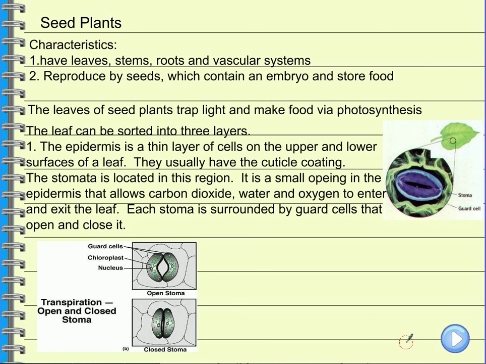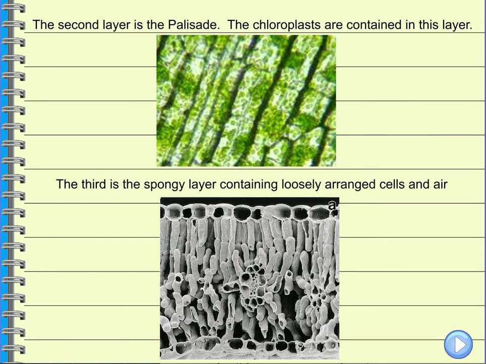Now, each stoma is surrounded by guard cells that open and close it. We also learned about that in section 1. Now, the second layer is the palisade layer. Now, this is the chloroplast area. The third is this spongy layer, containing loosely arranged cells and a lot of air. So we have the epidermis with the guard cells, the stomata, and a layer of cuticle over it. The second layer with the palisades having the chloroplast, and the third layer with air and very spongy.